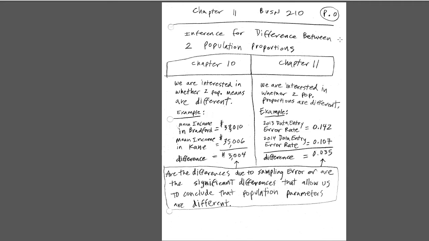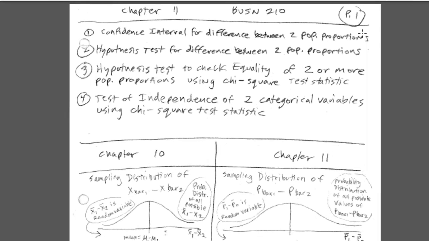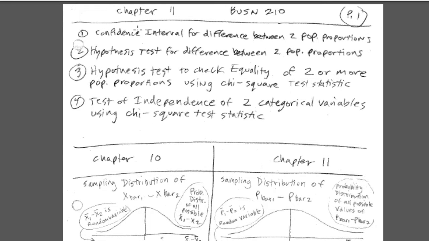And actually, a strange thing about these PDFs, I added one to the beginning, page 0. So I actually have page 0, page 1. I don't want to look at page 1. Chapter 11, here's all of the topics. We're actually going to do confidence interval and hypothesis test for the difference between two population proportions.